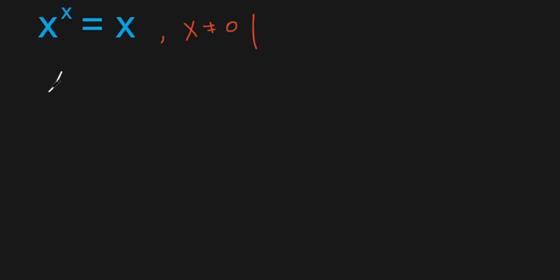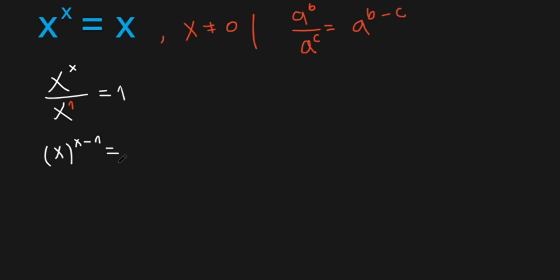So this is what I'm going to do. We can see that x to the power of x divided by x is equal to 1. And now we need to know this formula: a to the power of b divided by a to the power of c is equal to a to the power of b minus c. So here is 1, and now we have x to the power of x minus 1 is equal to 1.